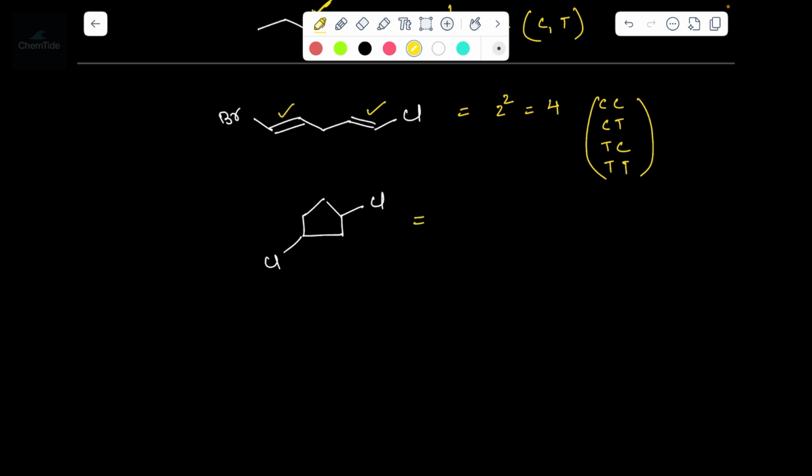In this center also, we have 1 and 1. We have 1 stereo center, means 2 to the power 1, as the restricted carbon we can consider. So that should be 2, means cis and trans here also possible.